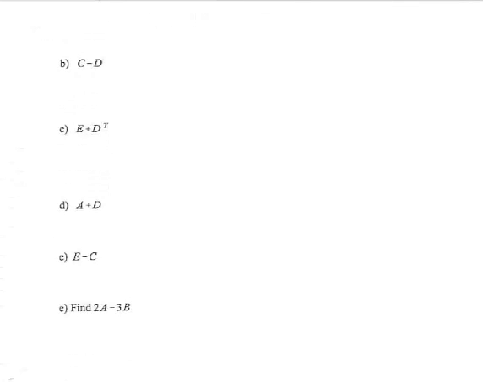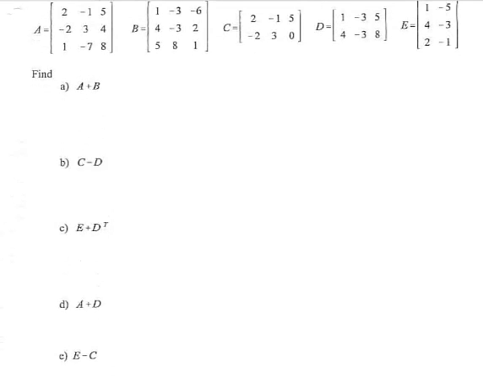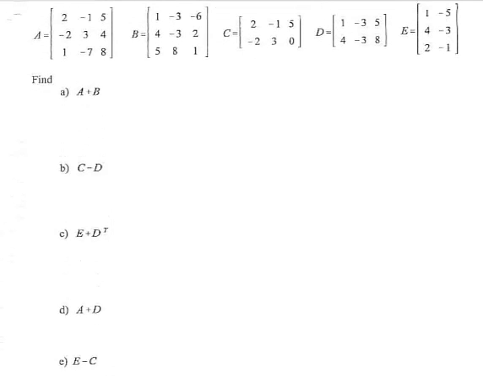Alright, we have E minus C. Let me see if I can squeeze this into the page. E minus C, we can't do that either. This does not exist. E is a 3 by 2 and C is a 2 by 3. These are different dimensions.